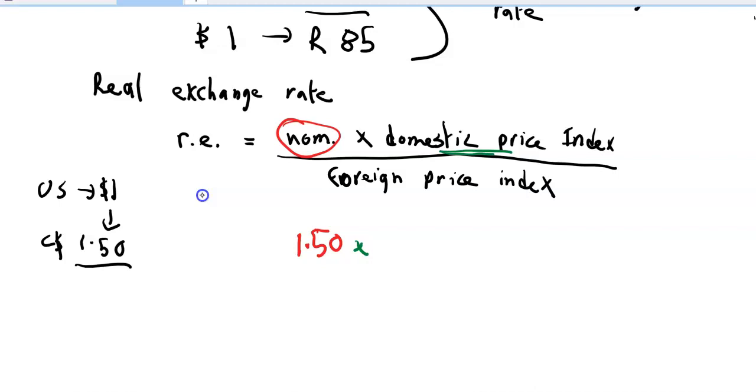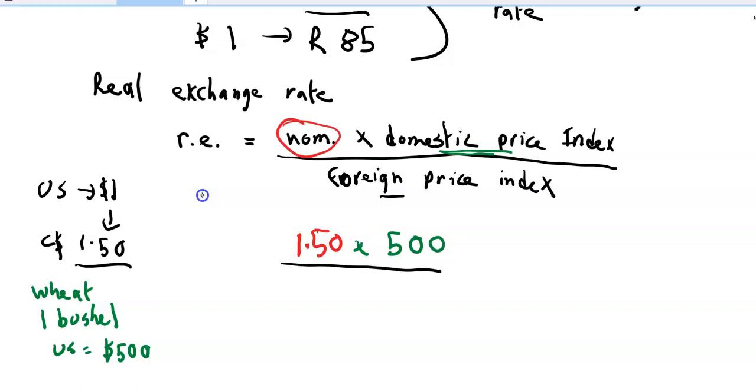And let's say we just have one product, wheat, and to buy 1 bushel of wheat in the US, it costs me $500. Then we will multiply $500 there. Finally, we have to divide it by the foreign price index. The foreign price index is the price of the same product in Canadian dollars. So in Canadian dollars, maybe 1 bushel of wheat is going to be, let's say, 1,000 Canadian dollars. So we put that here, divided by that. And this is the foreign price index.